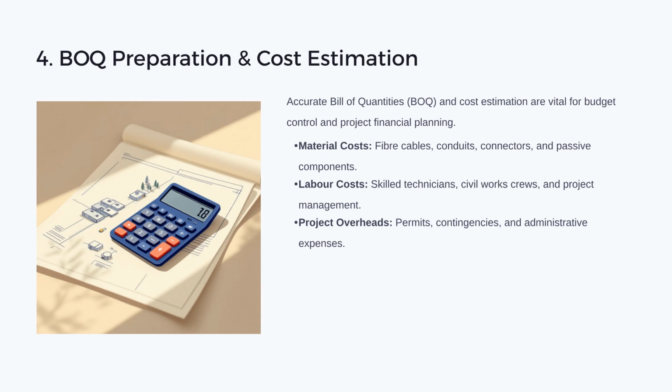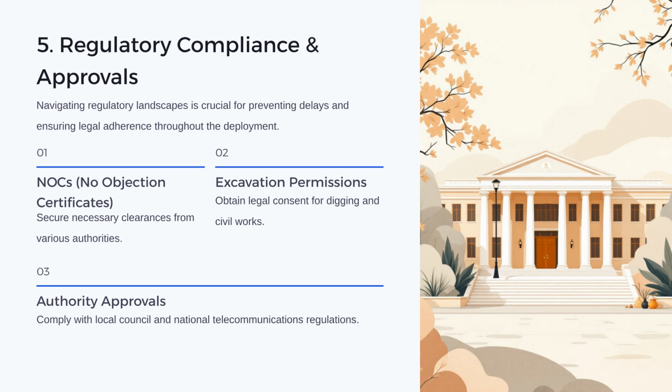This includes calculating material costs for cables and components, labor costs, and project overheads like permits and contingencies. Regulatory compliance and approvals, Step 5, is critical to avoid delays. This involves securing no-objection certificates, obtaining legal excavation permissions, and ensuring compliance with local and national telecommunications regulations.